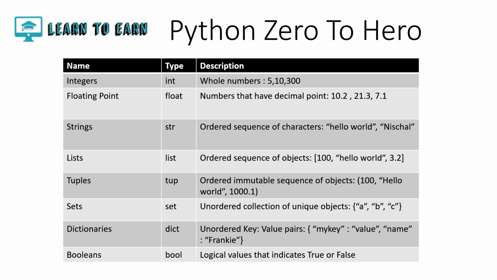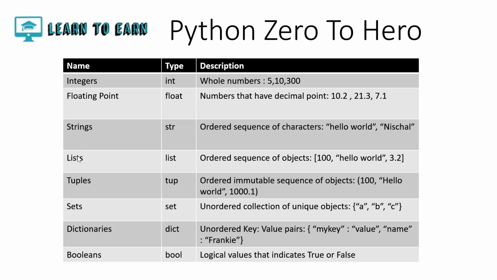Third is strings. Its type is str and it's an ordered sequence of characters like hello world. Strings can be numbers as well. However, they need to be put inside quotations. It can be inside a single quote or a double quote like this.